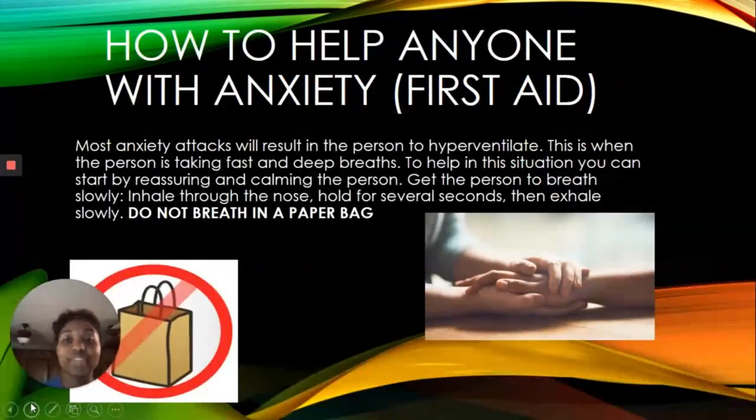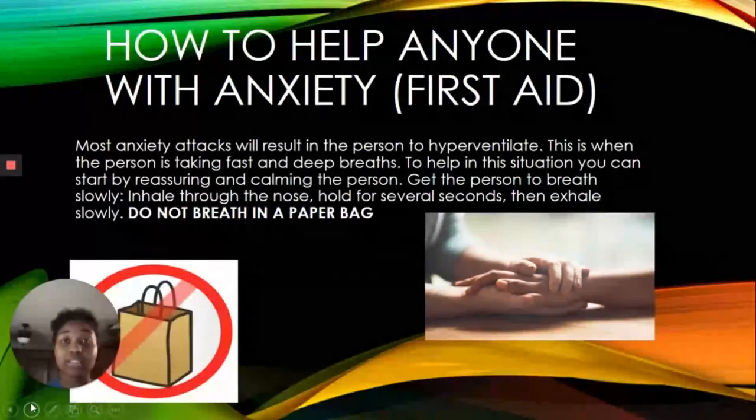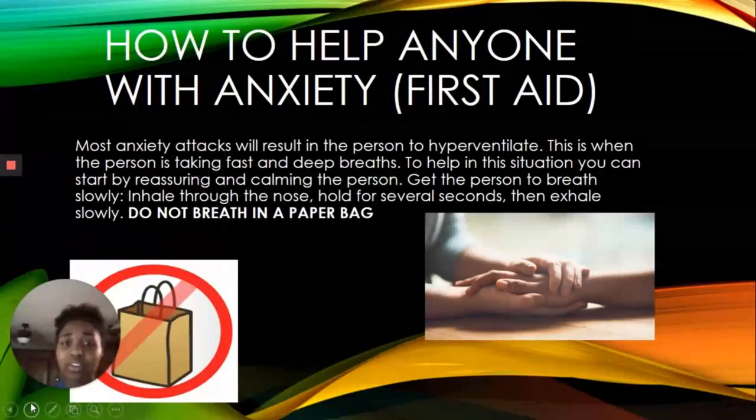How to help anyone with anxiety. First aid. This slide is for people who do not have an anxiety disorder, but know someone who does and they have a moment. These are things that you can do to actually help that person get through it. Most anxiety attacks will result in the person hyperventilating. This is when somebody is taking in very deep breaths but really quickly.